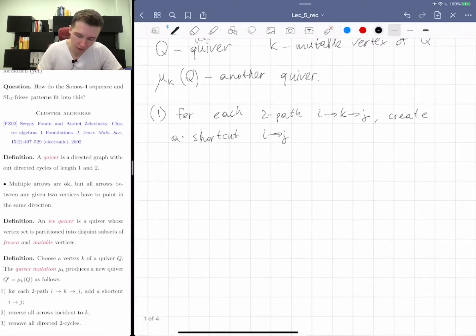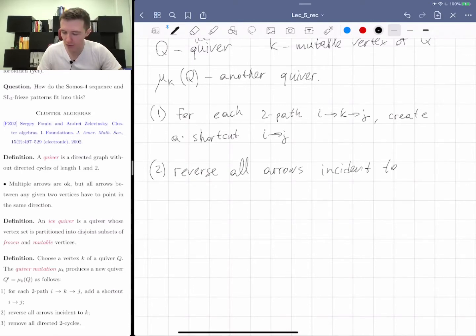Now the second step is you reverse all the arrows incident to k. So that's pretty simple. You first see these incoming and outgoing arrows, you create a shortcut, but then you reverse these arrows. I'm going to do an example later.